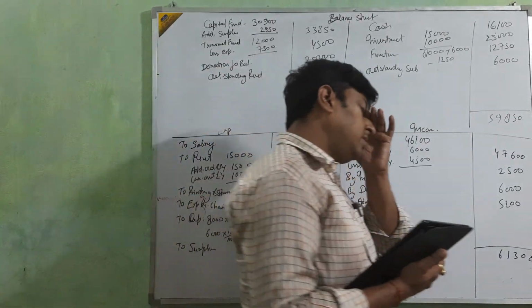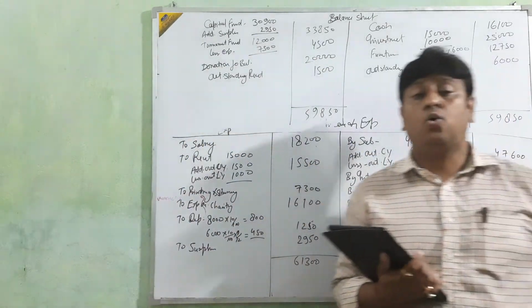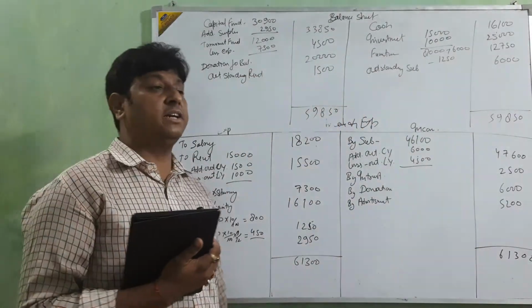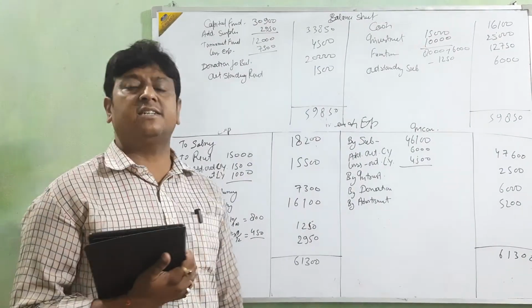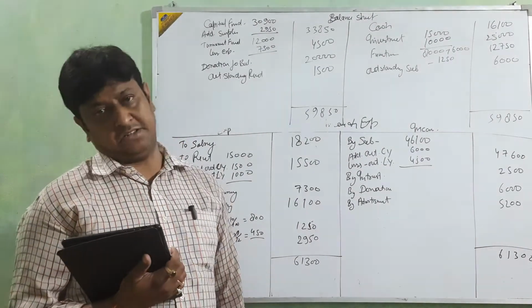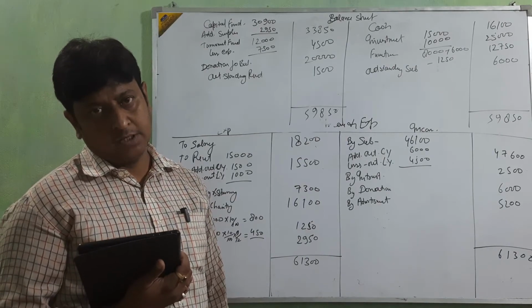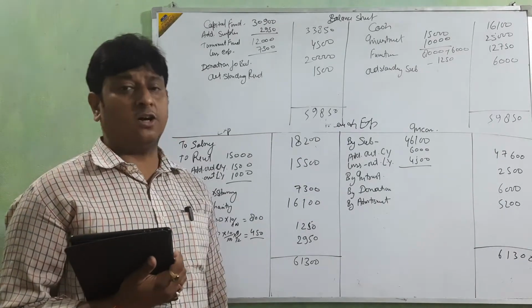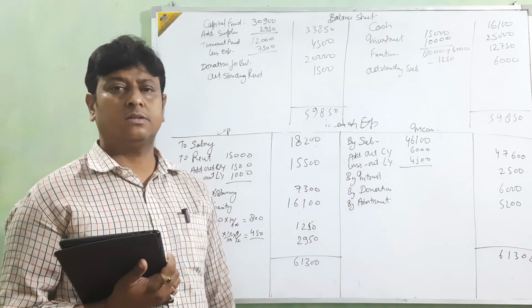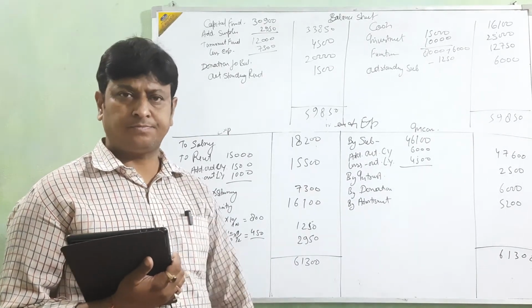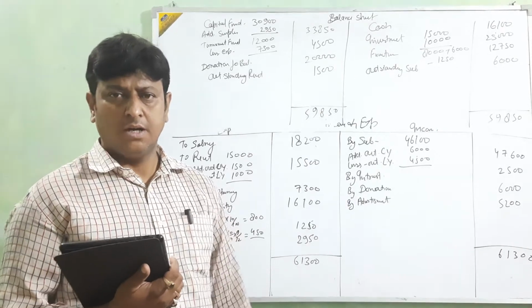All things are clear or not? Only one very important thing, beta. Opening balance is taken like cash in the opening balance sheet, and closing balance will be taken like cash in the closing balance sheet. Clear? Clear or not? Clear, beta?